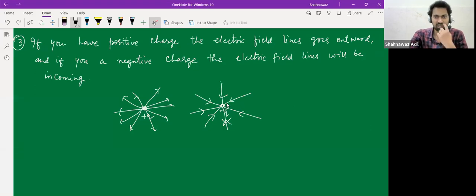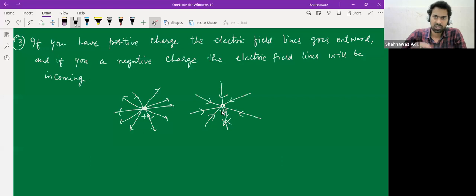And how many in there? So you have 1, 2, 3, 4, 5, 6, 7. So the number of electric field lines also tells you, as I've talked about in the previous property, the electric field strength, right? So the magnitude of this charge is higher than the magnitude of this charge.